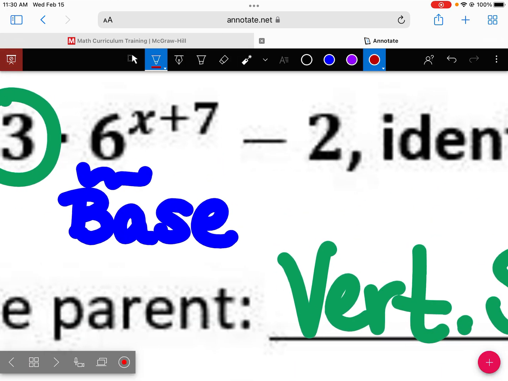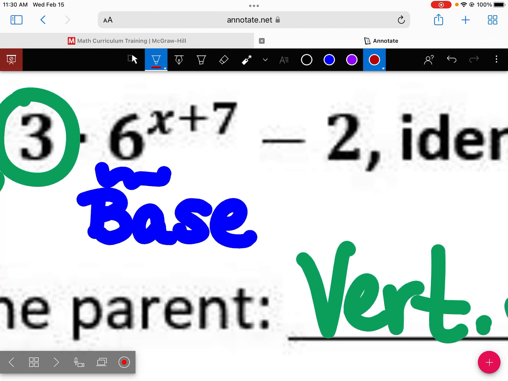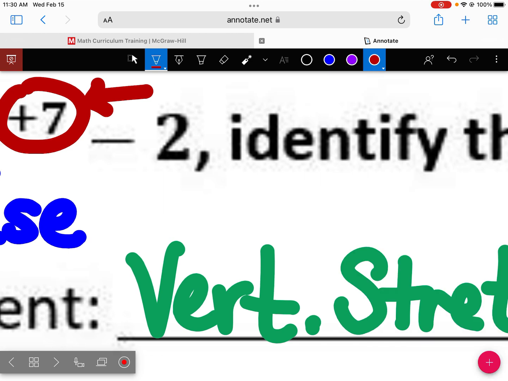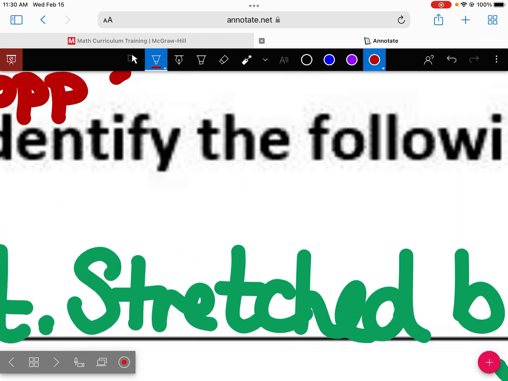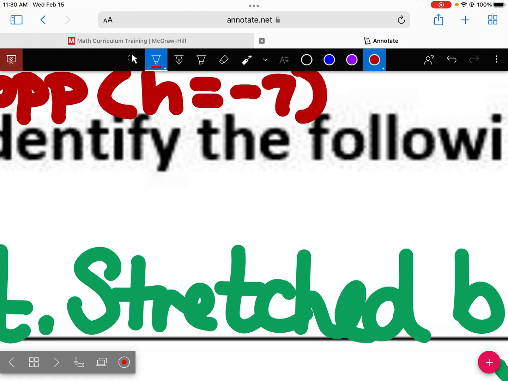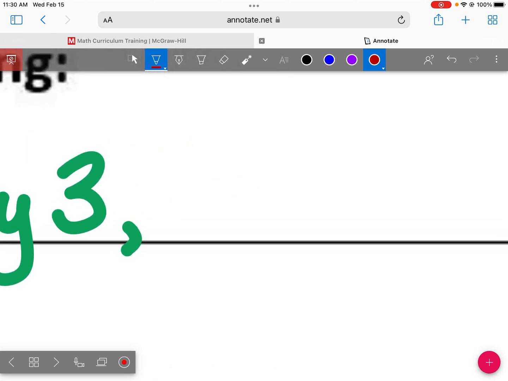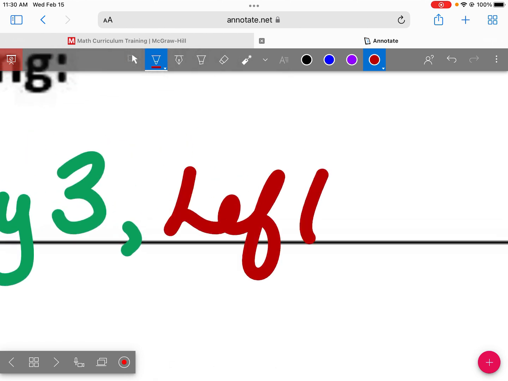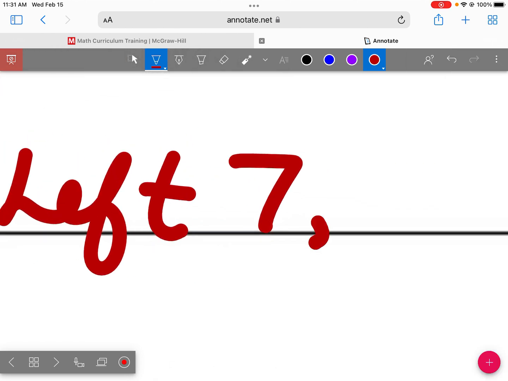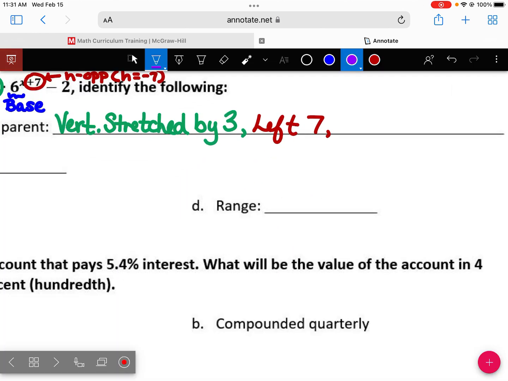Is there an H value? What is it? It's -7, because what I see right here is the opposite of H. So H would be -7. What would that do to the graph? It's going to shift it left 7. H shifts things left and right. Will H do anything else to my graph? No, it only ever goes left or right, and it can't go both ways.